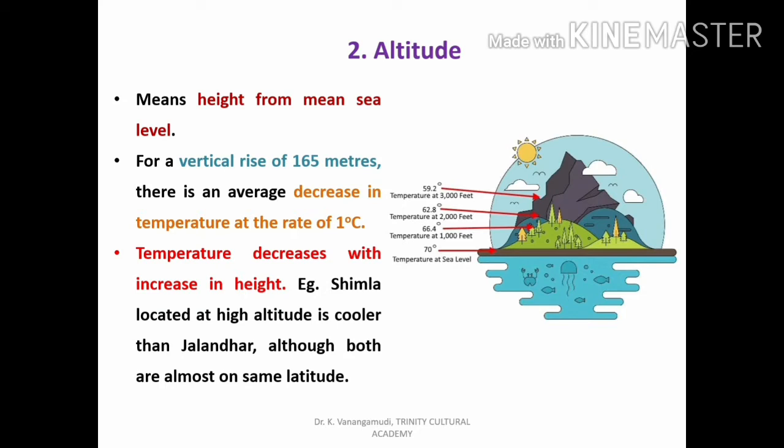Even though Shimla and Jalandhar are located close to each other, Shimla is cooler because it is located at a higher altitude than Jalandhar. And this figure explains that at sea level the temperature is 70 degrees Celsius. When the altitude increases, it decreases to 59.2 degrees Celsius at 3000 feet height.